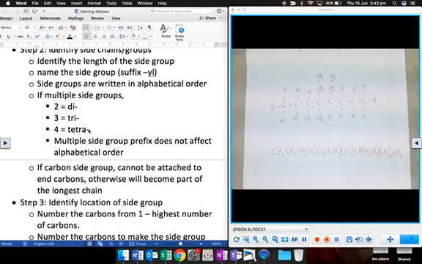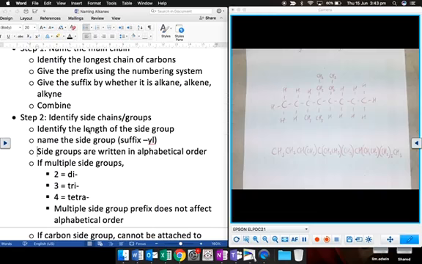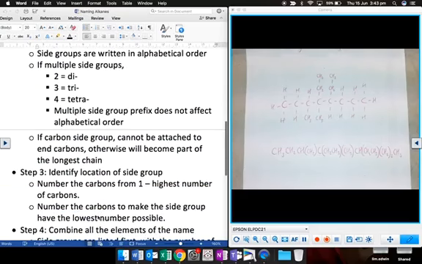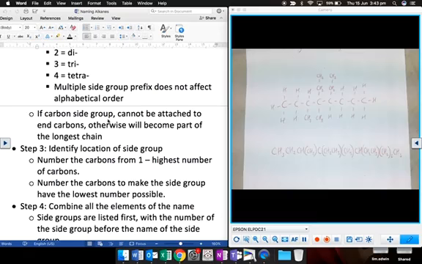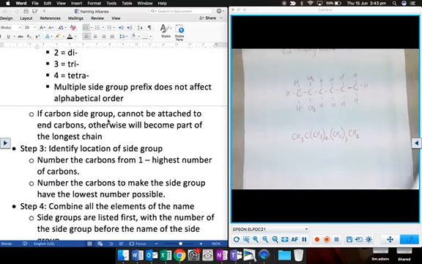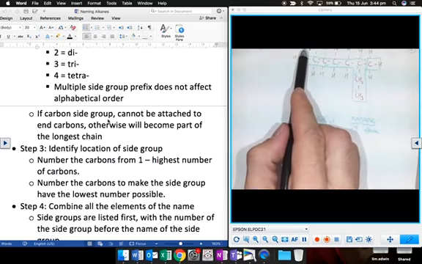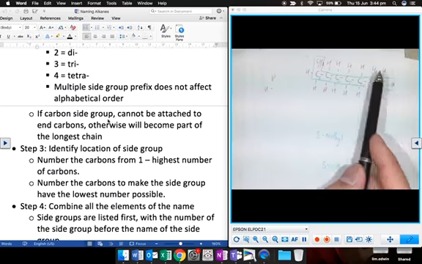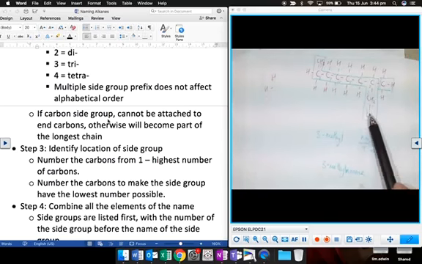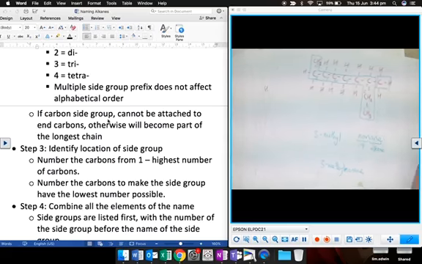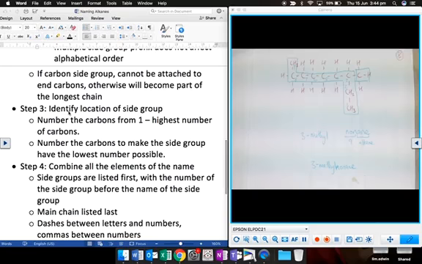Okay, so have a read through all of these, okay? Make sure that you recognize that the side groups are written in alphabetical order, which makes ethyls come before methyls. Remember that the multiple side groups, the di, the tri, and the tetra, they do not affect the alphabetical order. Remember, if you have a carbon on the end, like over here, it's going to be part of the main chain. Also, if you have particularly long side chains near an end, okay? The location, so you've got to work out the numbering system to make them the lowest number.